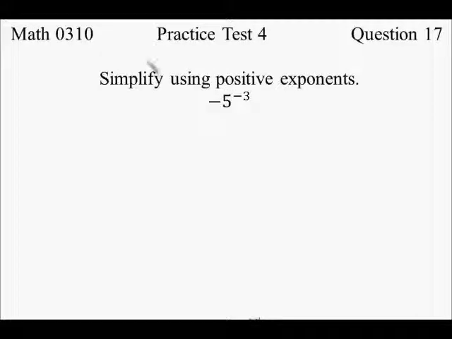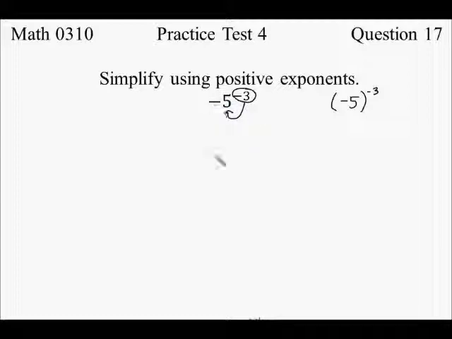Question 17 says we want to simplify this expression here, negative 5 to the negative third power. The first thing we want to notice is that this exponent of negative 3 is really only being applied to the 5. If it were being applied also to the negative sign, then they would have written the quantity negative 5 to the negative third power, meaning the negative third power also applies to the negative. So really, all we're interested in here is taking this negative third power and applying it to the 5.